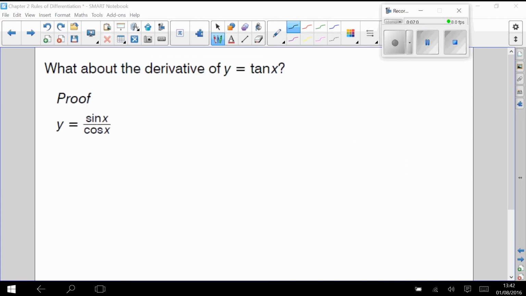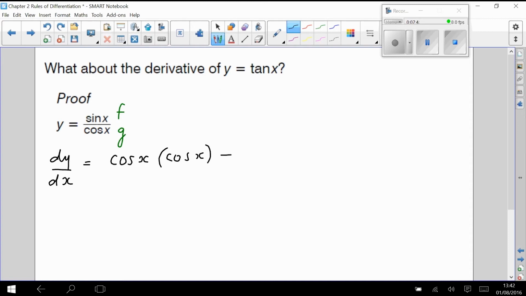Now we know that tan of x is actually sine of x all over cos of x. Well, if I've got a numerator and a denominator, and I want to find the derivative of that function, I'm going to have to use the quotient rule. So using the quotient rule, the derivative of tan of x is going to be the following. It's the derivative of the top function, and the top function I'm going to call f. The bottom function I'll call g. The derivative of sine of x is cos of x, times that by the bottom function g, which is cos of x.